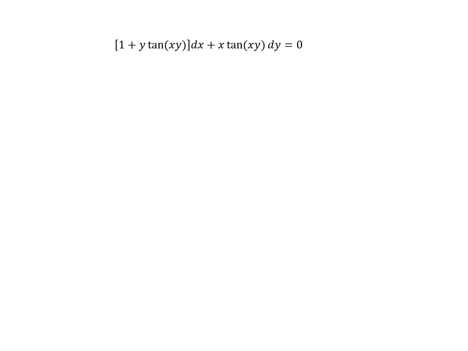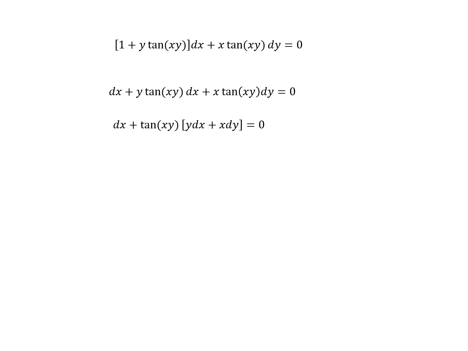Okay, another example. This involves some trigonometric functions. y(1 plus y tan xy) dx plus x tan xy dy is 0. Now you see that there is xy here, so expect a derivative of xy in order for you to determine an integrating factor here. Multiply out, you have dx plus y tan xy dx plus x tan xy dy is 0. Factor: dx plus tan xy (y dx plus x dy) is 0.